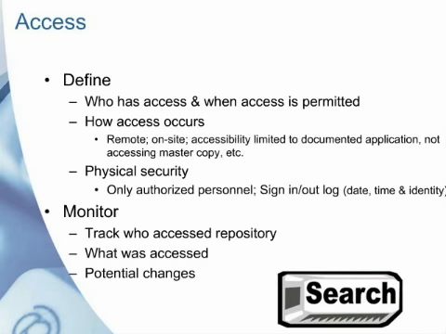As part of the access phase, you must define who has access and when access is permitted to the collection. You must also define how access to the collection will occur. Will remote access be allowed, or will access only happen when the individual is on site? What application or applications are allowed to view the files? It is a good idea that access is only permitted to a copy of the file and not the master version of the file to reduce potential damage or harm to the digital file.